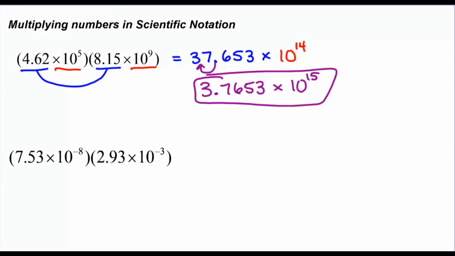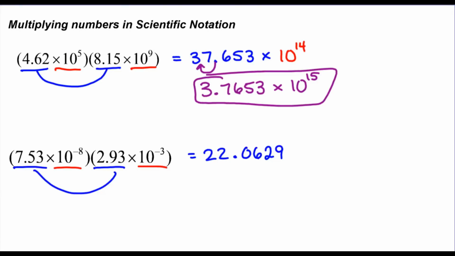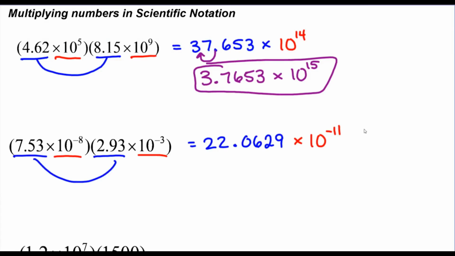Next one, again, I'm going to multiply the factors together, 7.53 times 2.93, and you get 22.0629 when you do that. And then I'm going to use the product of powers property, add those exponents together, and you get negative 11. So 22.0629 times 10 to the negative 11th power. And that is not in scientific notation, so I need to make an adjustment.